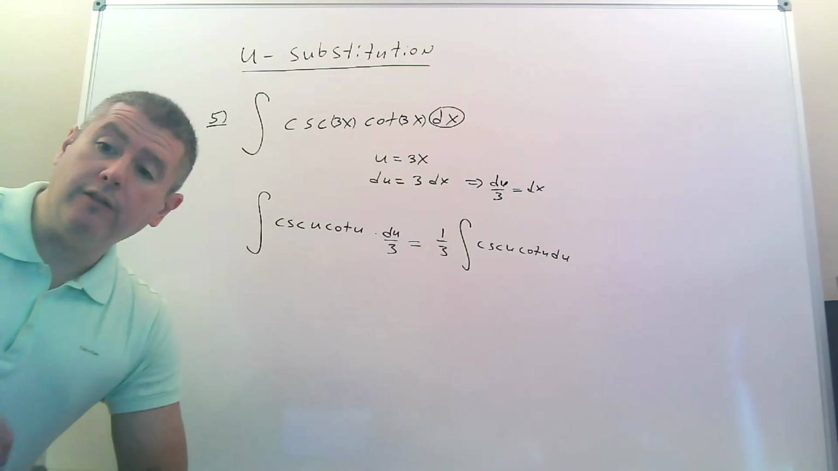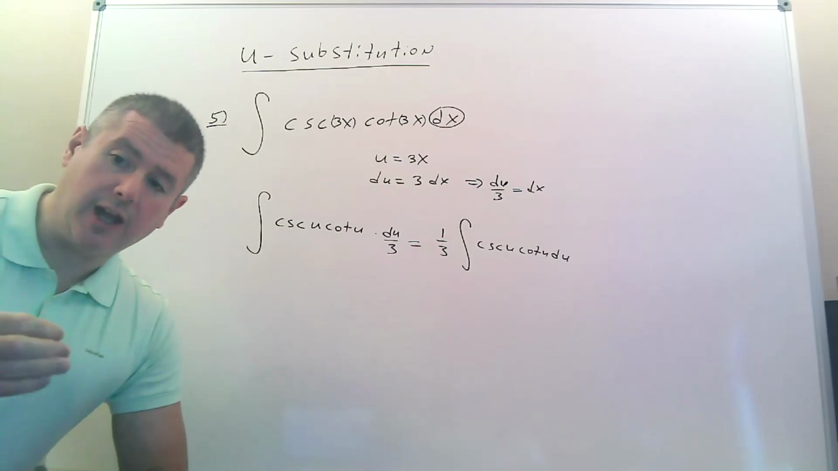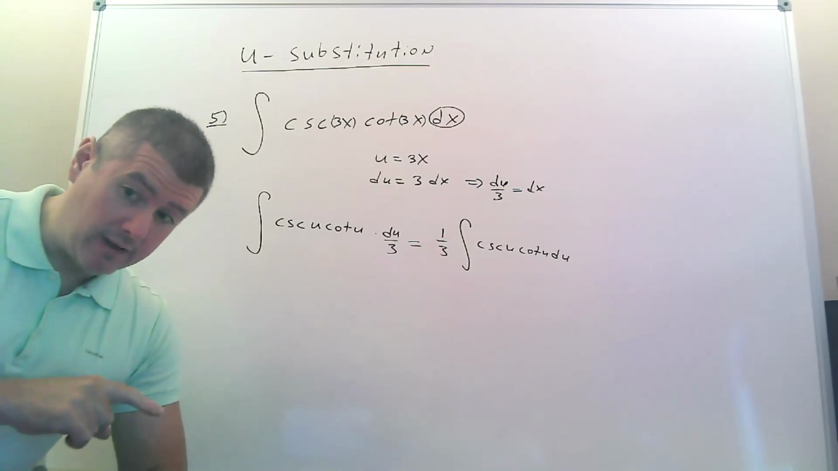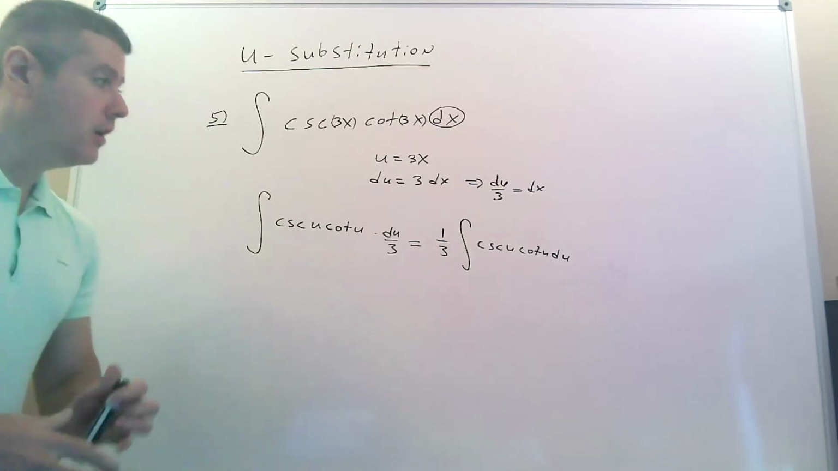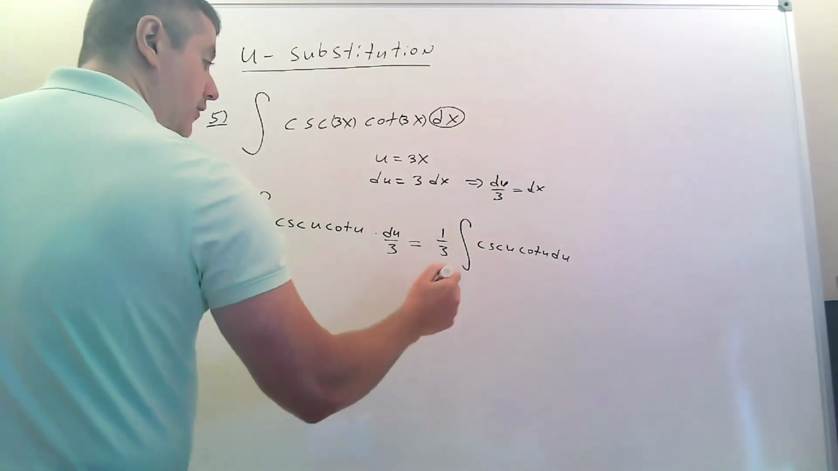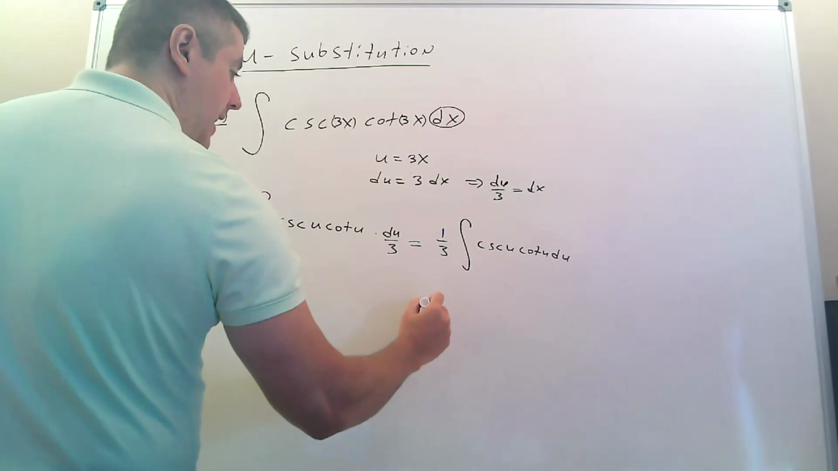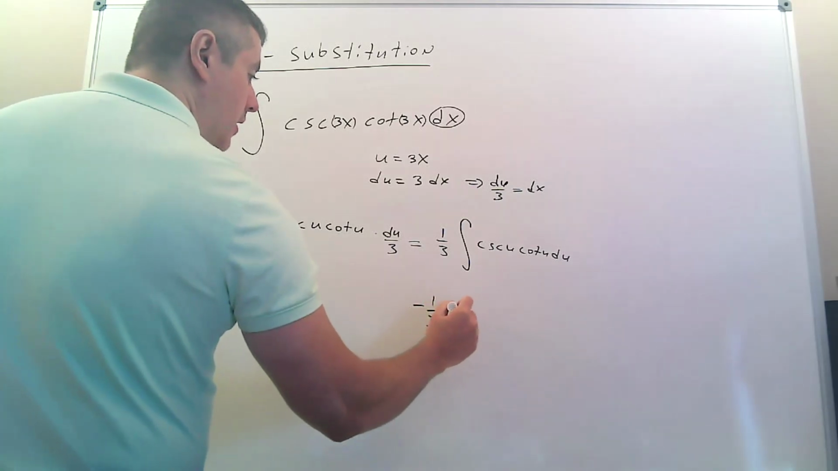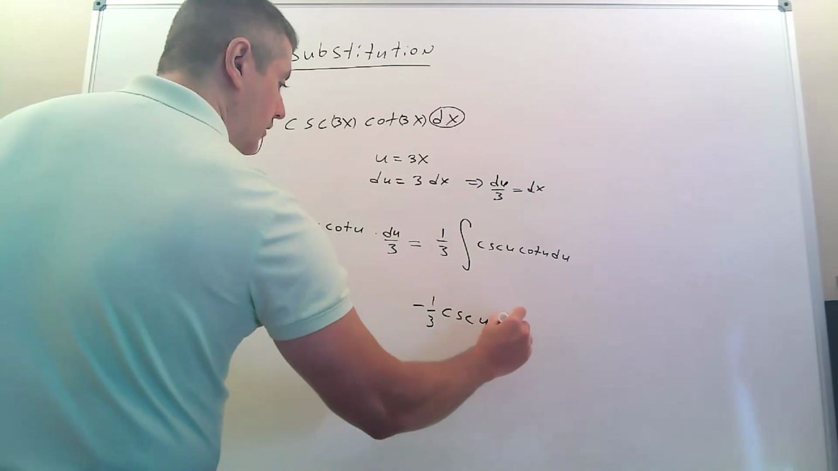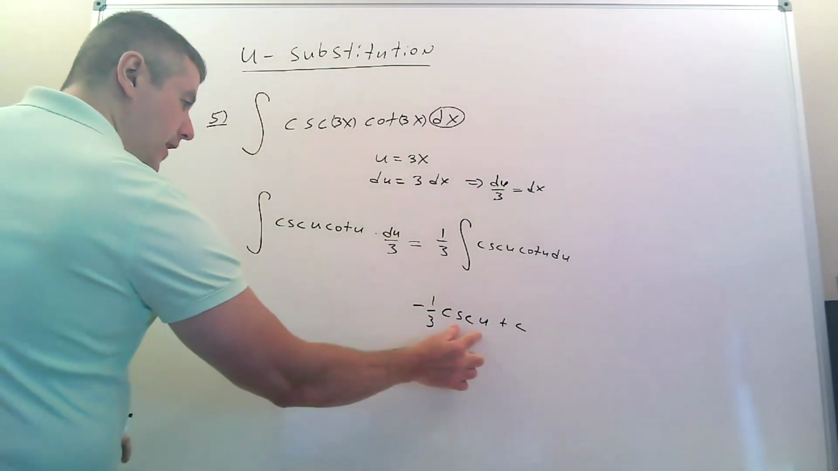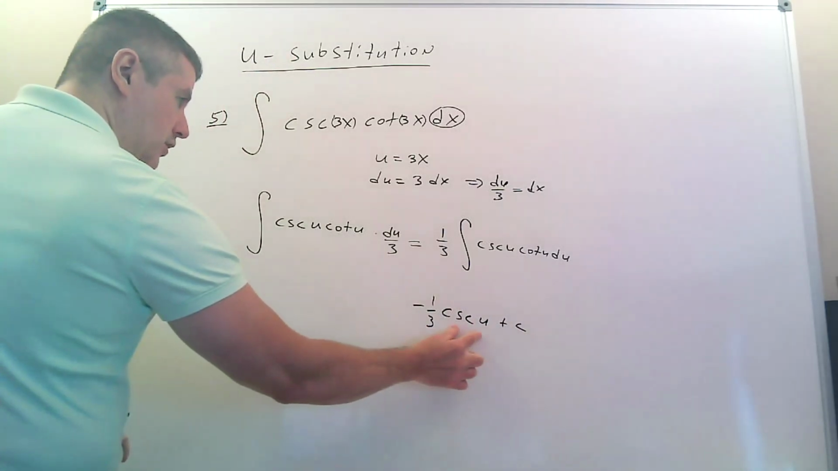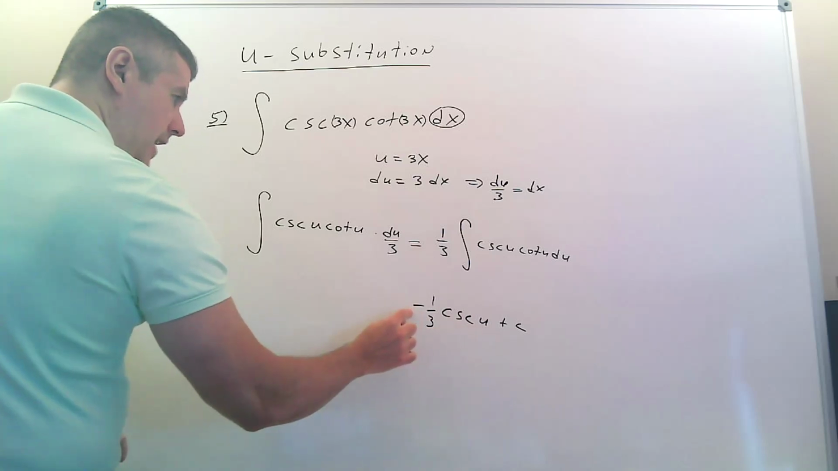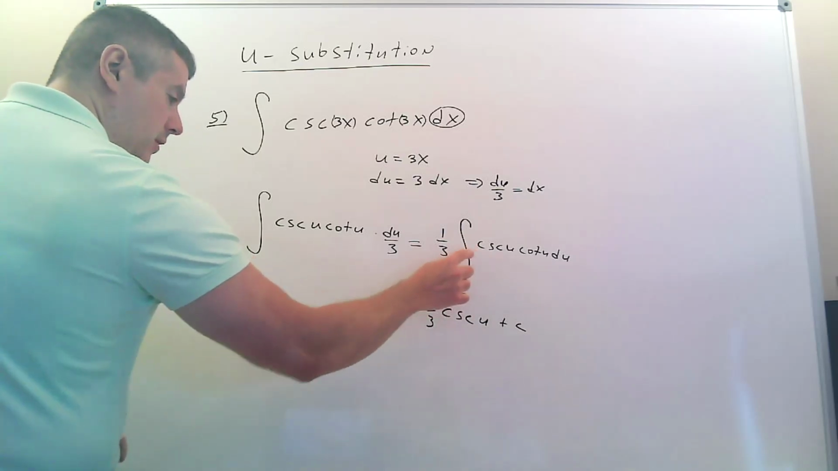The derivative of cosecant, right? The derivative of cosecant is negative cosecant cotangent. So when I integrate this, I have to switch the sign. It's going to be negative 1/3 cosecant of u plus c. His derivative is cosecant cotangent, but the sign switches. So I need that negative to offset the fact that there isn't one here, right?